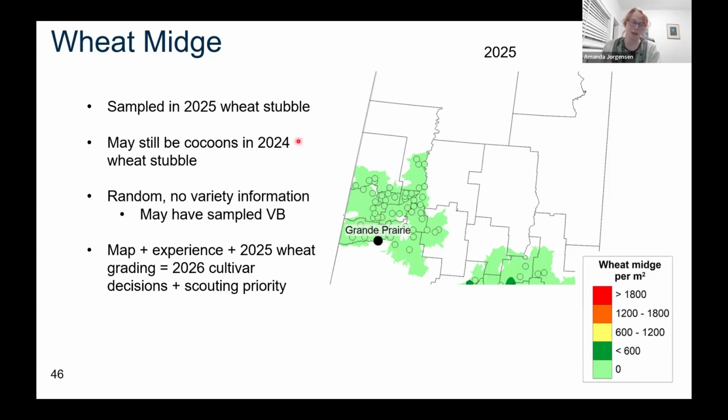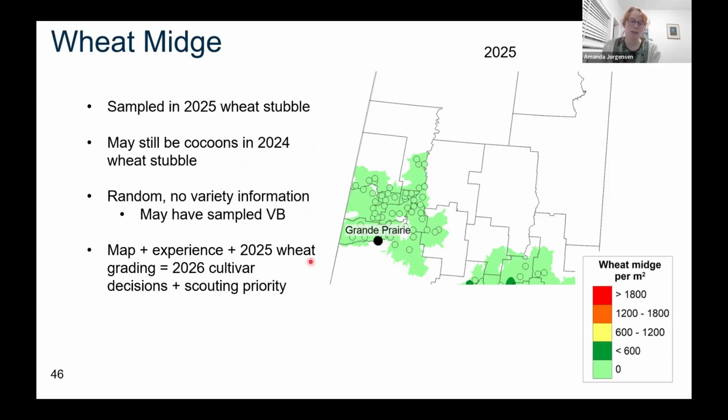This is a survey that samples this year's wheat stubble. So there very well could be cocoons that it was too dry for and just sat in the soil from 2024 wheat stubble. This is also a random survey that we conduct without variety information. So there's always a chance that at least some of these fields may have been varietal blends.